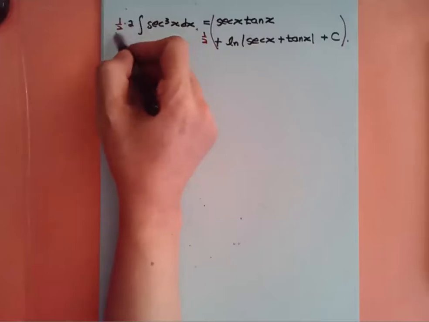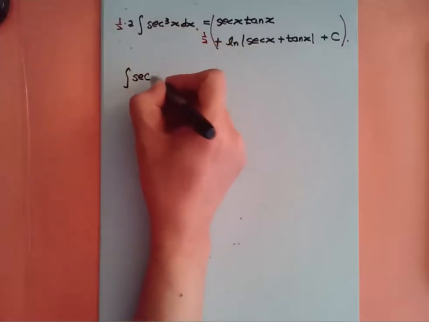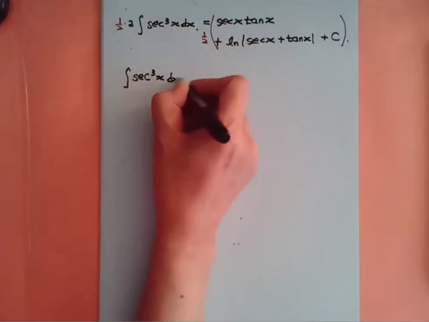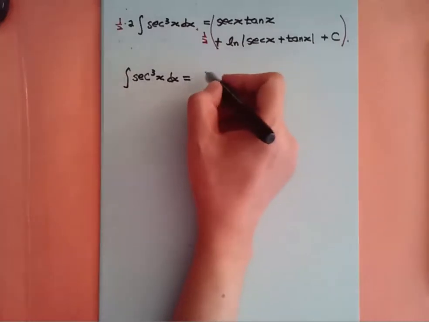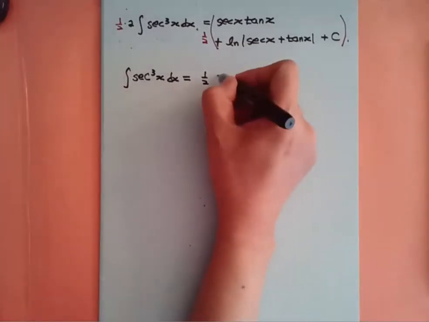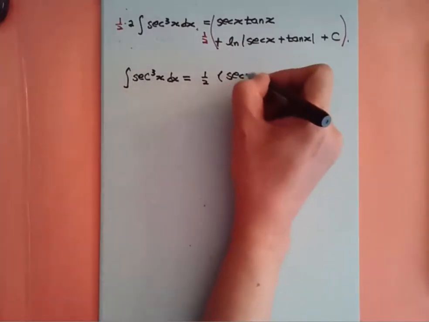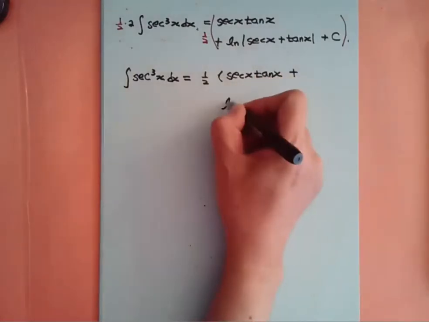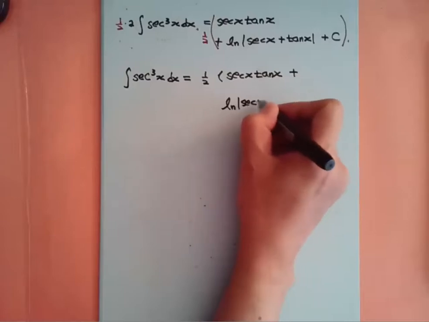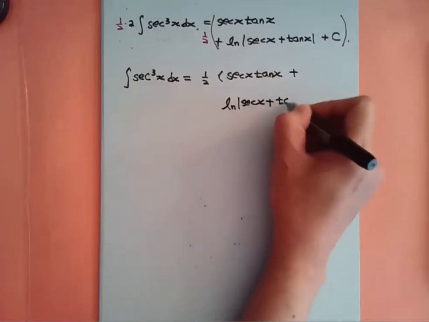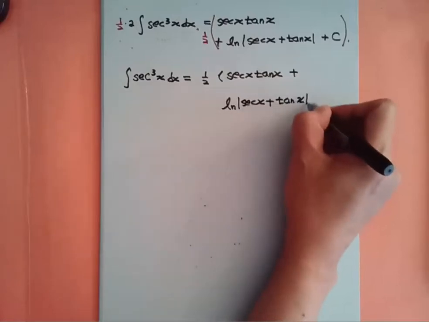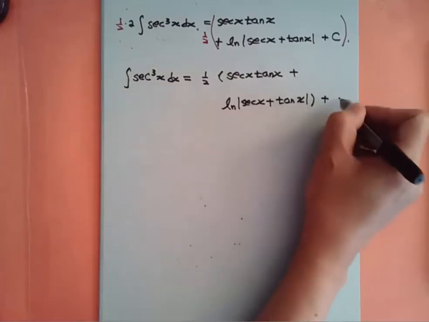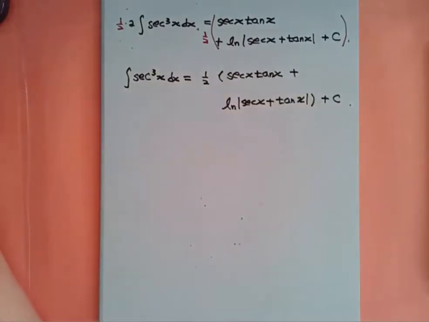So we are multiplying by 1/2 on both sides. Then those two will cancel each other. On the left side, secant cubed of x dx. And on the right side, we have 1/2 times the open parenthesis, secant of x tangent of x plus natural log of secant of x plus tangent of x, close parenthesis, plus c. We don't have to multiply 1/2 to c because c is an arbitrary constant.